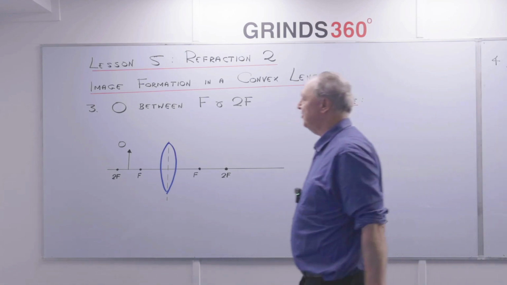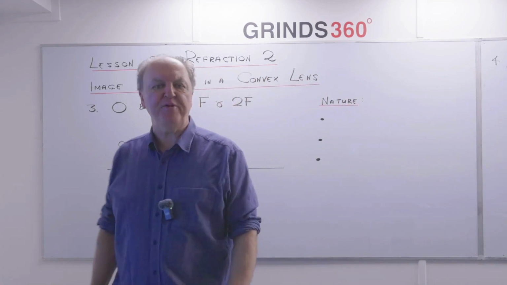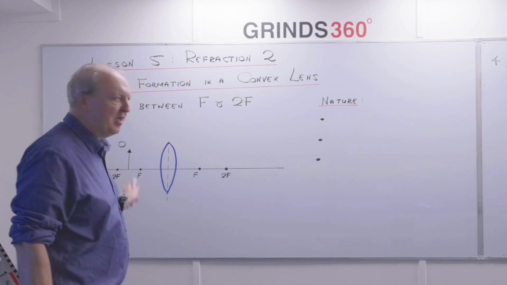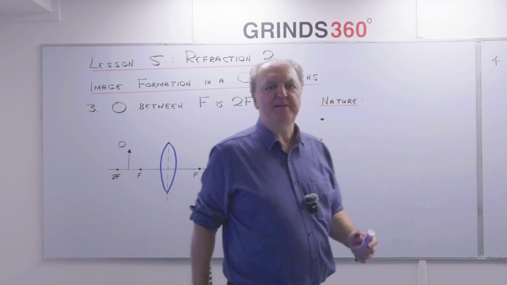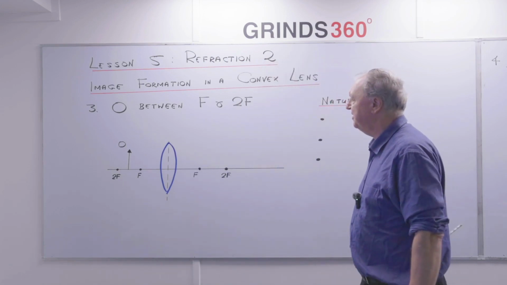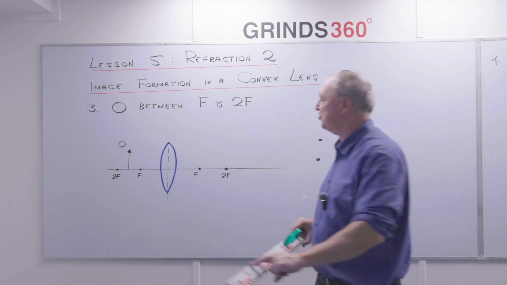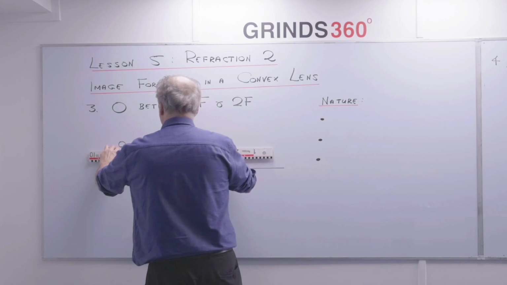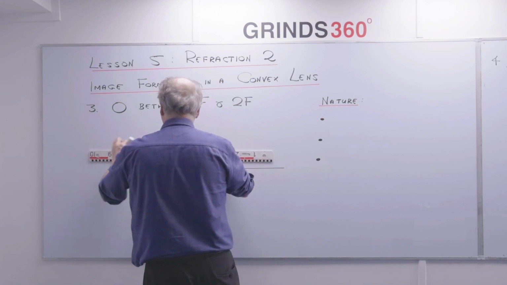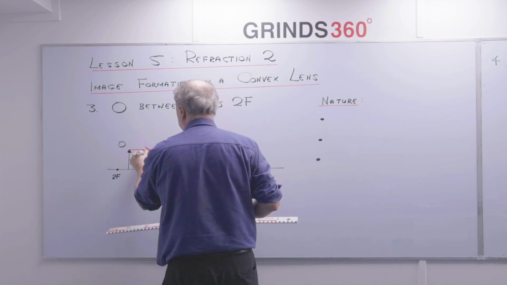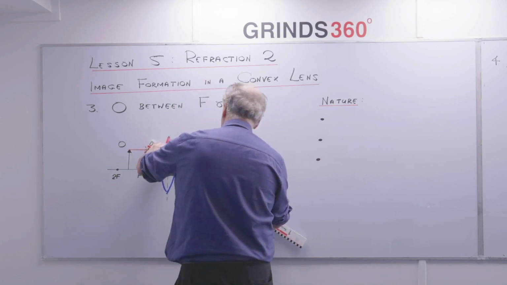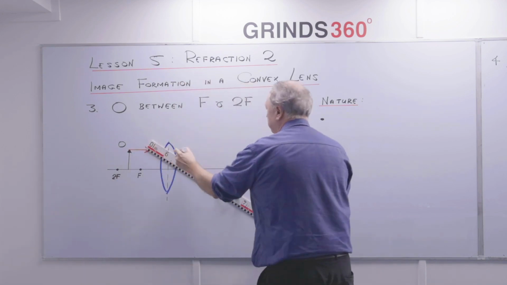Right, let's move on to object position number 3. So we keep on moving the object in closer and closer. We've now put it between 2F and F. So once again, we'll take my first ray of light from the tip of the arrow, parallel to the principal axis. What will happen to that ray of light? It'll be refracted down through the focus on the far side.